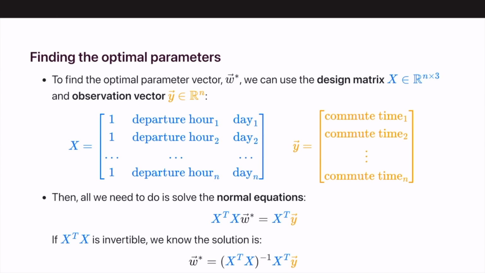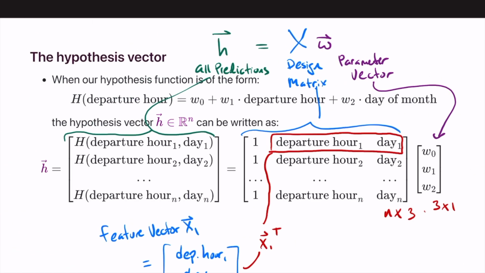And in a more easy to view version of this, maybe this helps a little bit. We have our design matrix, and then we have our commute times, which are our y vector, or our prediction vector, or observation vector. All those names are fine. And in order to determine what these w's are, the one is always going to be a one. The departure hour and the day are going to be the same because this is the data that we collected. So departure hour 1 and day 1 are set things. Departure hour 2 and day 2 are set things.